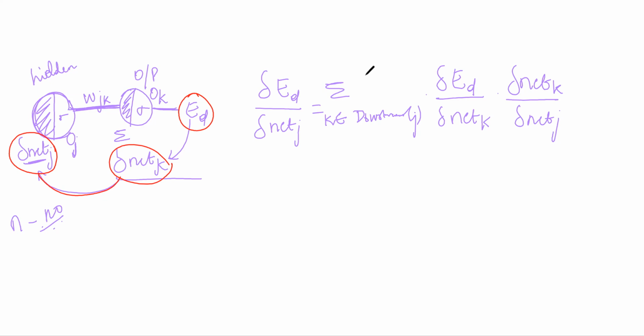The value of this, normally ED with net K, what will be the value of it? From here to here we have calculated. What is it?